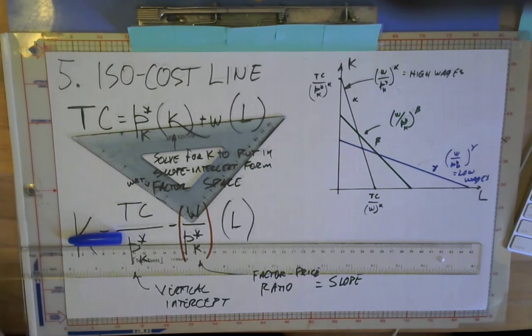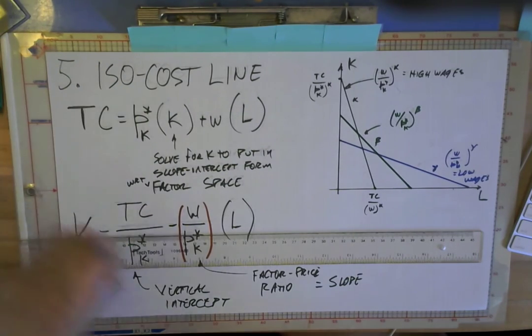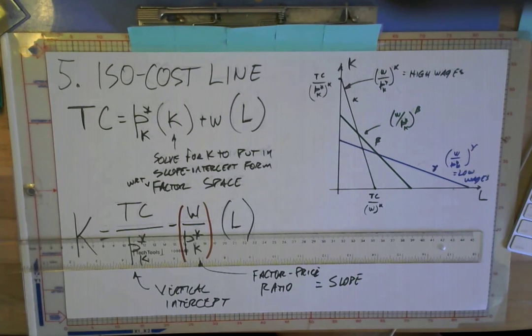With that, we're going to then introduce putting the two together. Putting the two together is what we call producer equilibrium, and that'll be the next video.